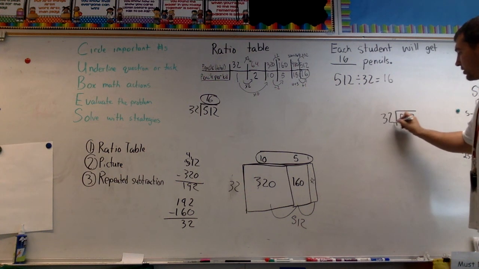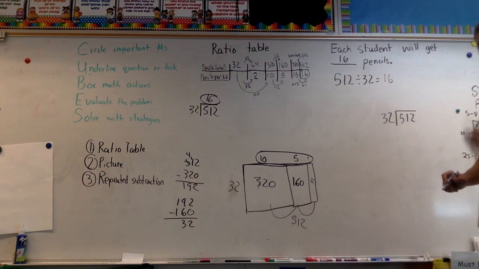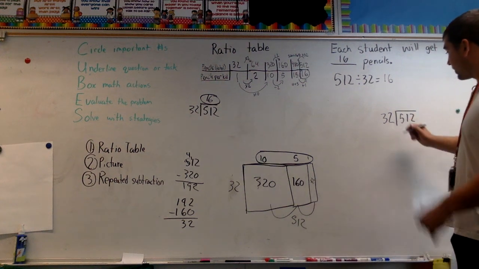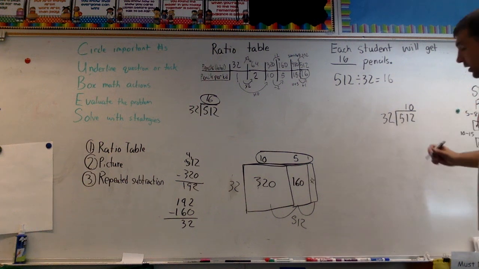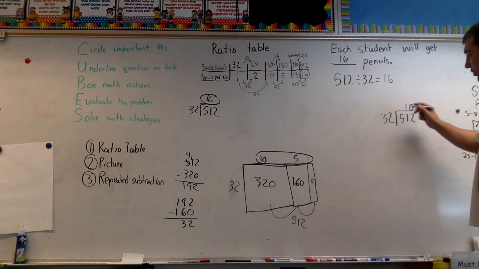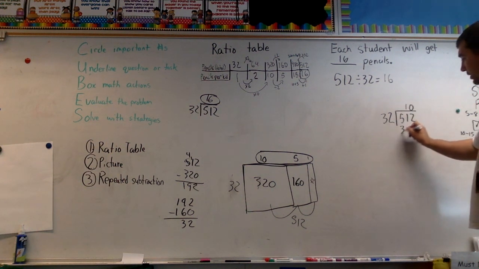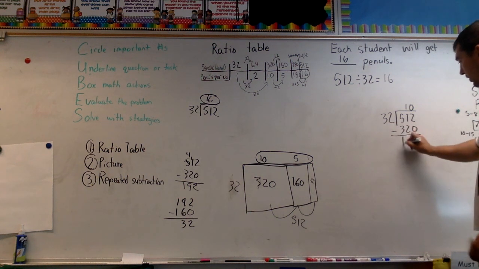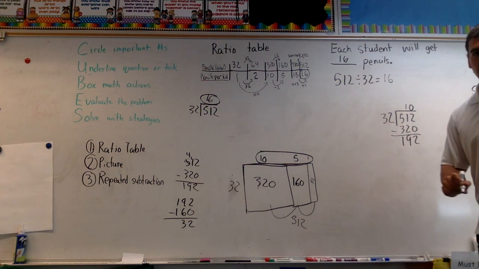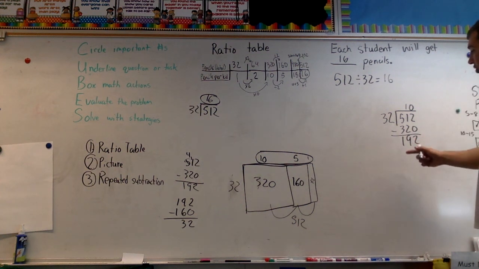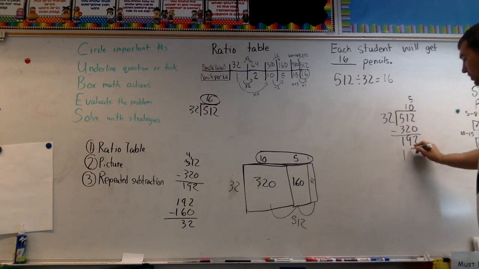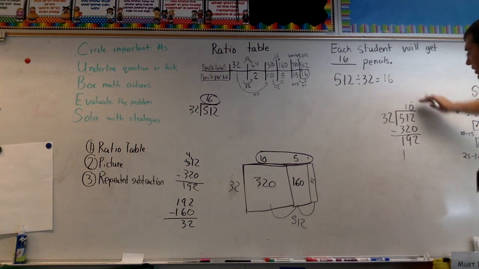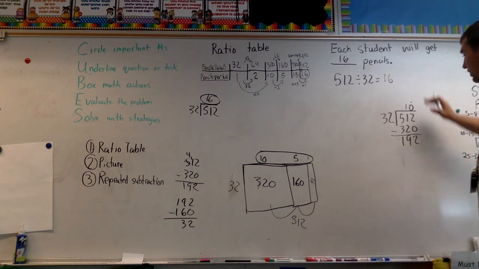512 divided by 32. Okay, so take out 10 groups of 32. Put your 10 up here, and we're going to be stacking them up. Okay? And then I take out 10 groups of 32. 10 times 32 is 320. Now, I already did that over there, so I know it's going to be 192. Okay? All right. So 192, I can't take out another 10 groups, but I could take out 5 more groups. Okay? And actually, let's change it up a little bit, because you might say, oh, why do you just keep doing 10 and 5? Do I do that every time?